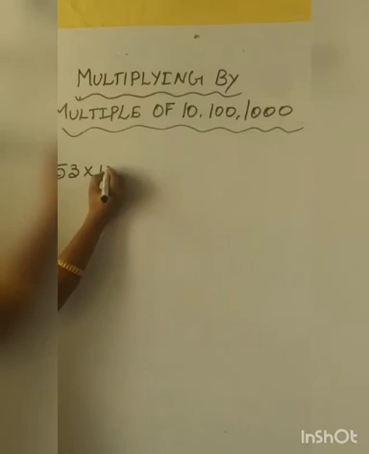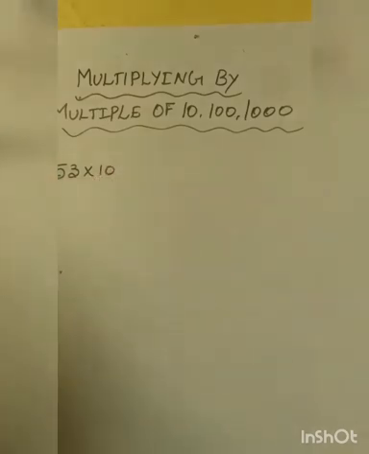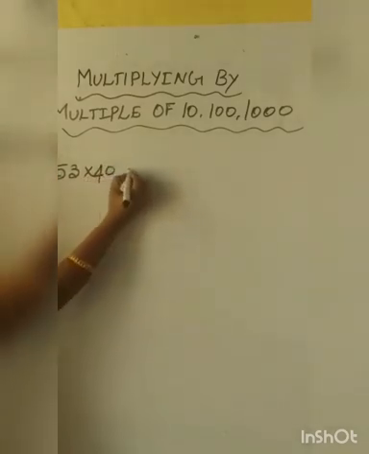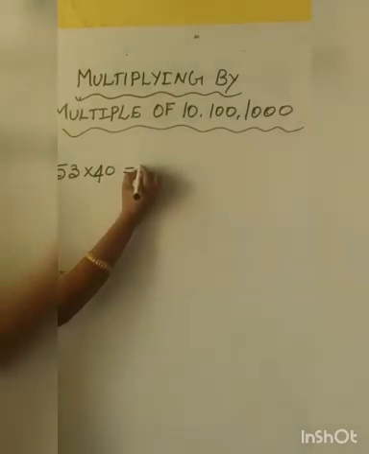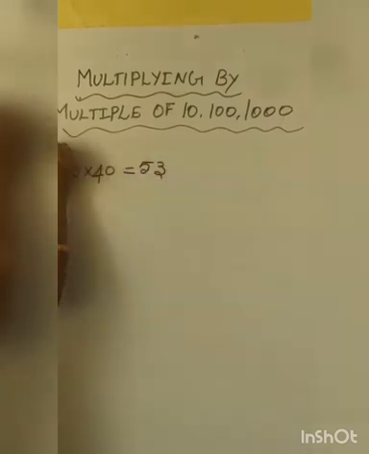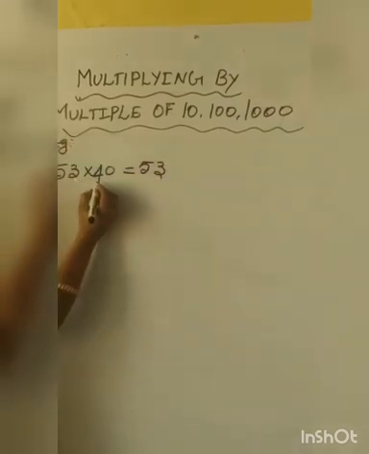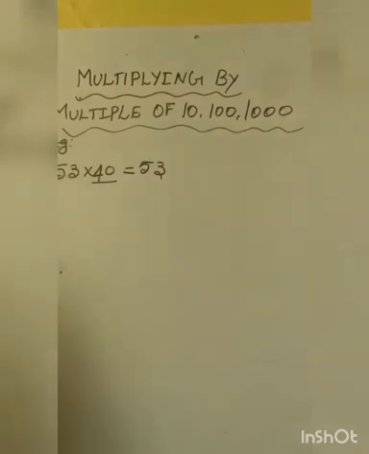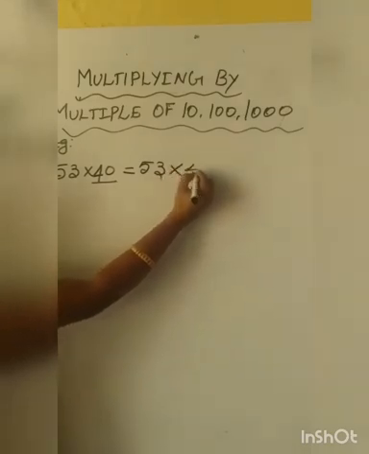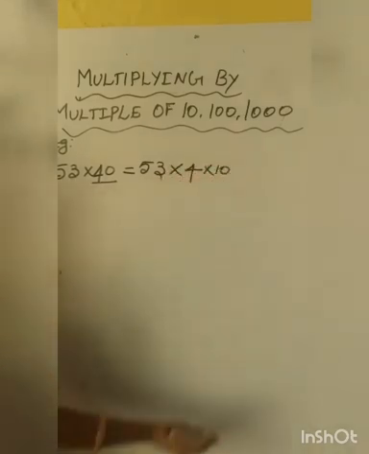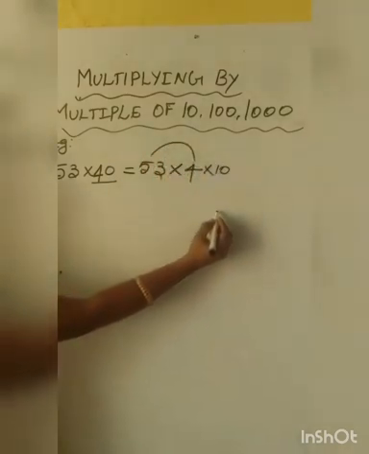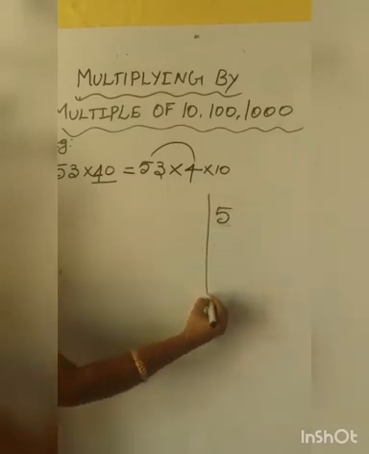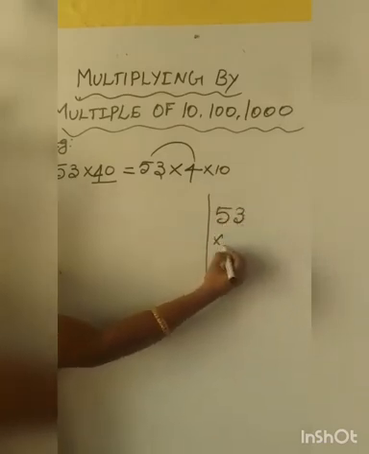So for example, suppose I want to multiply 53 by a multiple of 10, right now 40. 53 multiplied by 40. So I just want to split 40 into 4 into 10. 40 is a multiple of 10, so I have to write 4 into 10. Next I have to multiply 53 into 4.